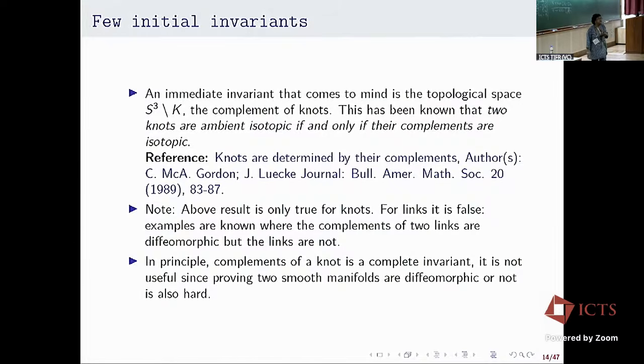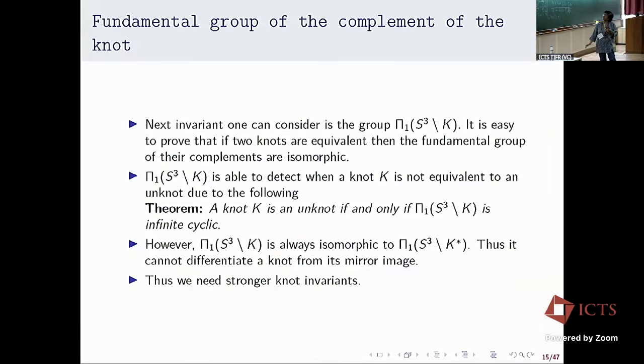But this invariant is good for detecting only the unknot. It has a specific group, which is the group of integers with the plus operation. That's for the unknot, and it is if and only if. Only for the unknot is it so. So if the group doesn't turn out to be Z, then the knot is not the unknot. But this invariant is not good for detecting chirality. For any knot and its mirror image, the group is always isomorphic. So the invariant is not that great.